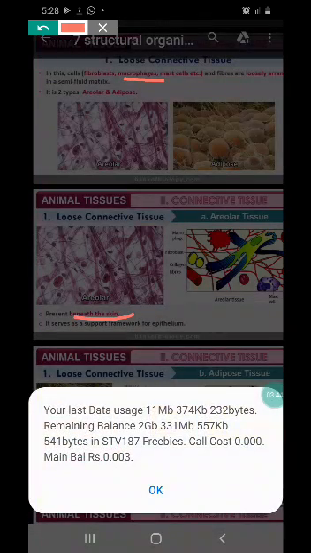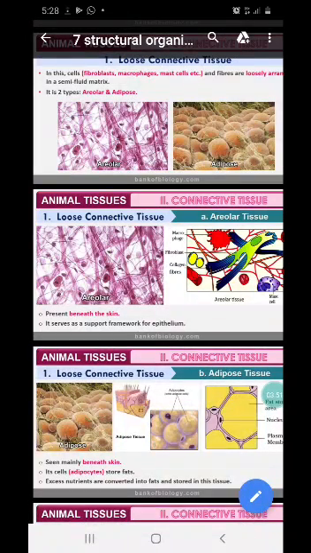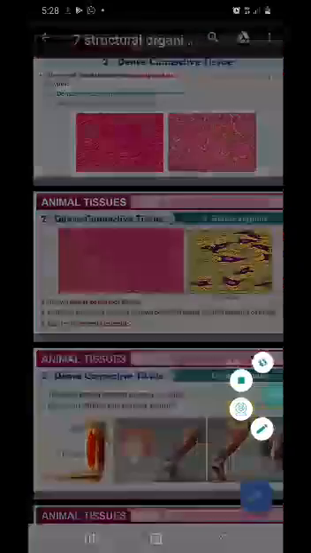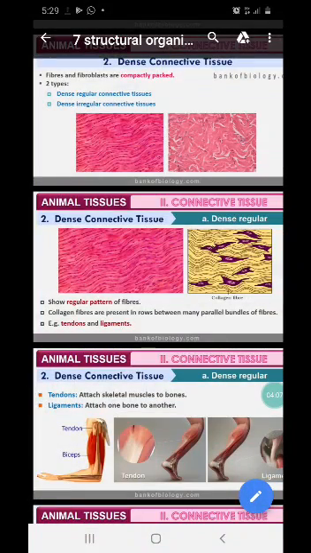Yeah, this is the diagram of the areolar and adipose. As I just now told, they are also seen beneath our skin, and it stores fat as adipocytes. Adipocytes are the fat cells. In dense connective tissue, children, the fibers and fibroblasts are compactly packed. The fibers are compactly packed. You can see here.